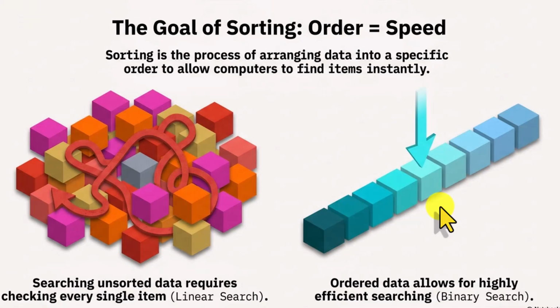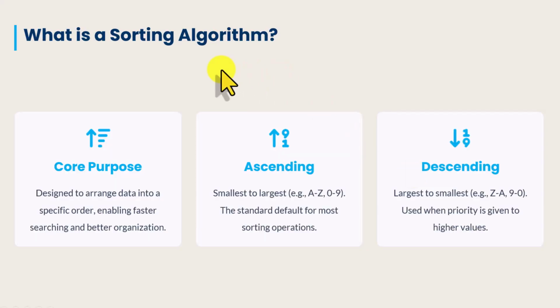Simply, sorting is a process of arranging data into a specific order to allow computers to find items instantly. Simply, order equals speed, and our goal is to make programs work faster in computer. Searching unsorted data requires checking every single item, which is just a linear search. But when it is sorted, ordered items allow for highly efficient searching, which is binary search. So sorting is very important, and we have to think about different ways to sort unsorted data.